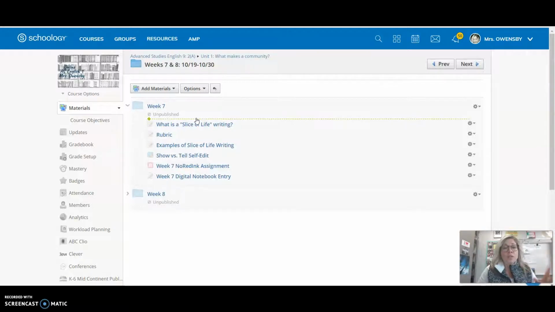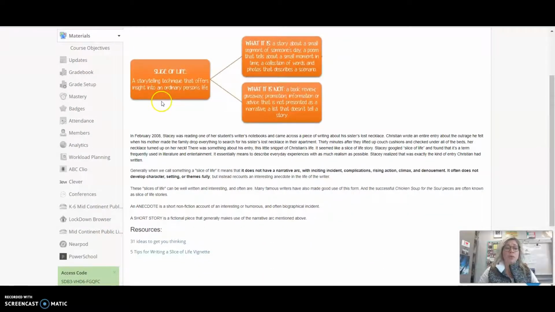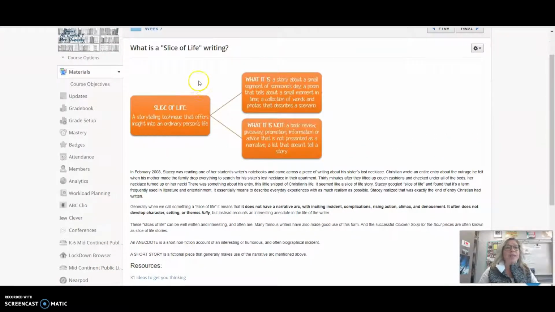But we don't really have the traditional paper and pencil tests anymore in AS English 9. Instead, we have what we call makes, because you are actually making something, in this case, a piece of writing. So in this first page, it's really just information for you to read through, to understand what really is a slice of life writing. You guys wrote the paragraph, but that was just super quick and introductory. Now we're really talking about what is a slice of life.